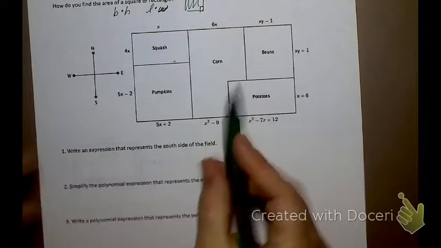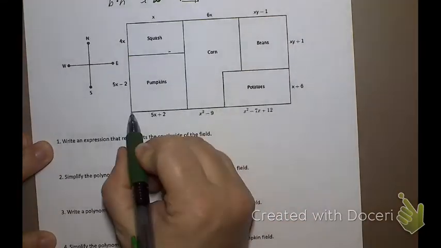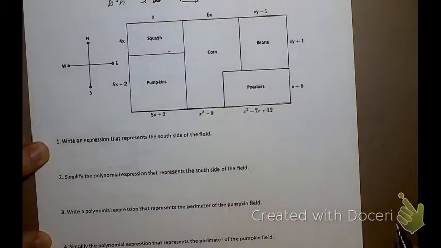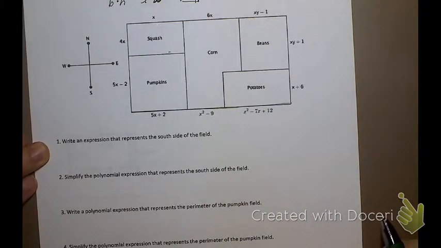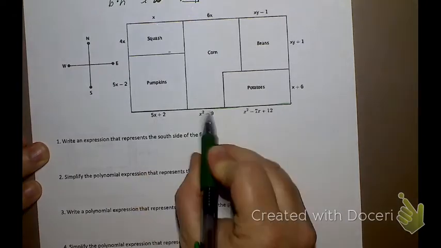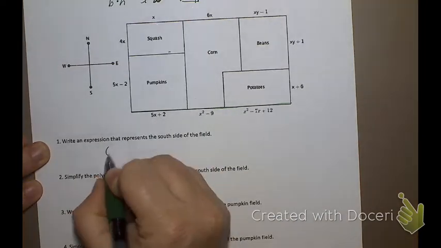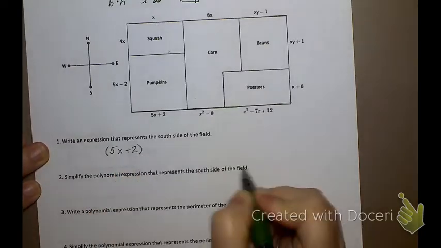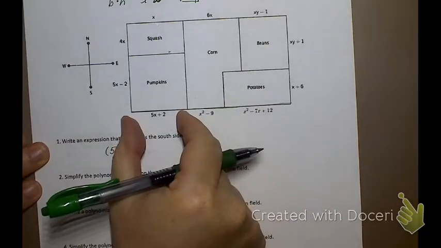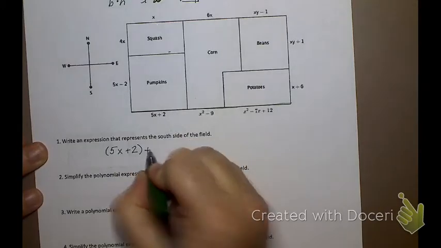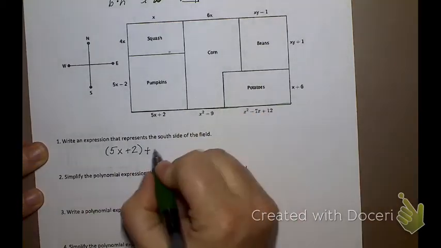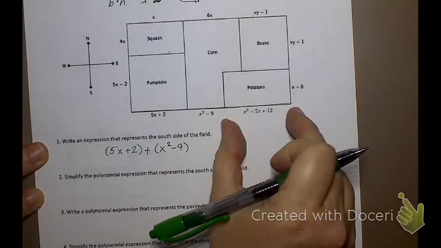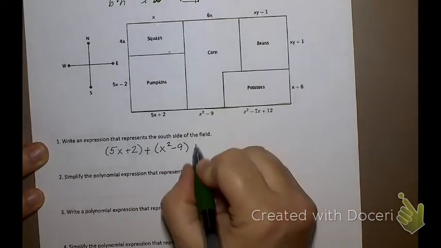So how could I find, or what expression would I use if I wanted to find out the length of the entire south side? How would I do that? I would have to add these three things, right? So in essence, I could write it like we've been doing with our adding polynomials. There's the first one, right? That's the first chunk of field. Added to the second chunk of field, that's the corn part. And then added to the third part, the potatoes part.